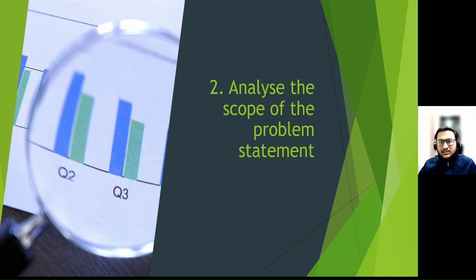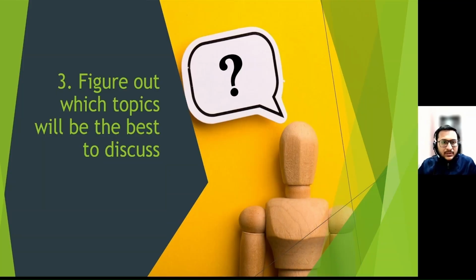Next is analyze the scope of the problem statement. Now, whenever you are given a problem statement, it is very open-ended. You need to narrow down the scope into 4 or 5 requirements and get it verified with the interviewer. This will help you be focused on that scope, and you will be able to better complete the problem solution in those 45 minutes.